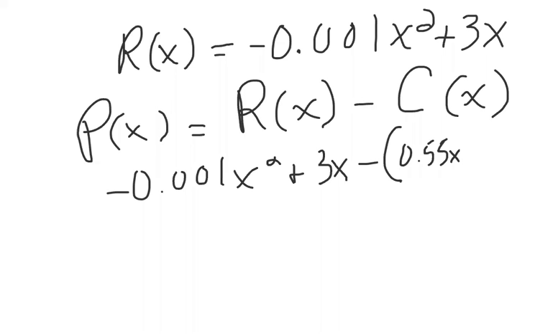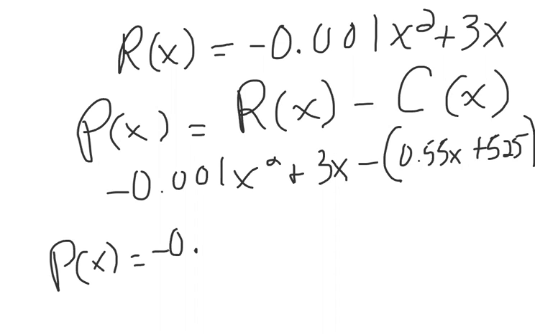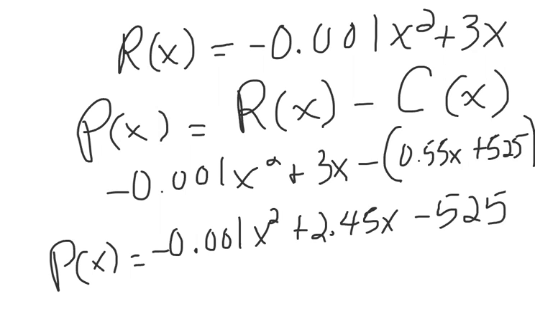0.55x and then plus 525. So this is going to help you create your profit function. So guys, the profit function, okay, distribute that negative over the parentheses, is going to be negative 0.001x squared plus, now be careful with this, 3x minus 0.55x is going to be 2.45x, and then minus 525. That's your profit function, guys.